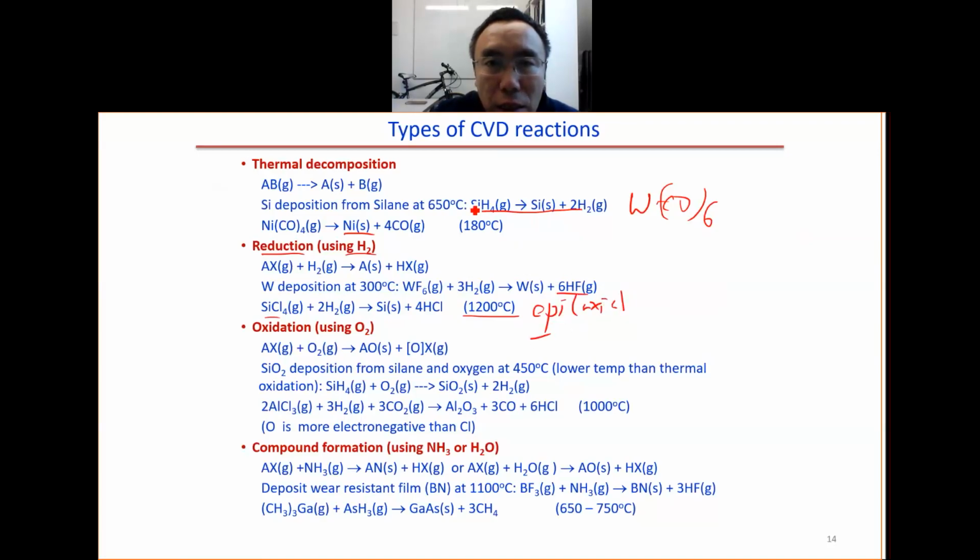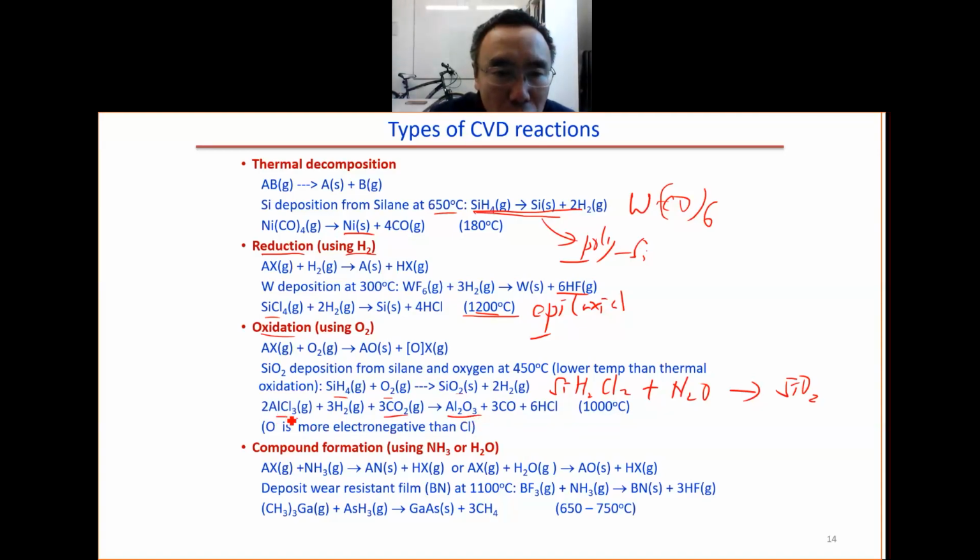This one is low temperature, and it gives you a polysilicon film. Usually higher temperature gives you better film quality, like epitaxial film, but lower temperature gives you polycrystal film. The third one is oxidation. For example, silane is oxidized to form SiO2. Another way to form SiO2 is to use this gas plus N2O. This is also popular for depositing silicon oxide. And for the deposition of aluminum oxide, we use aluminum trichloride plus CO2 to form the aluminum oxide.